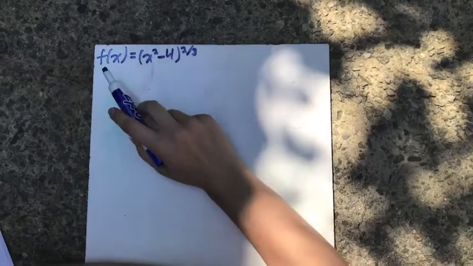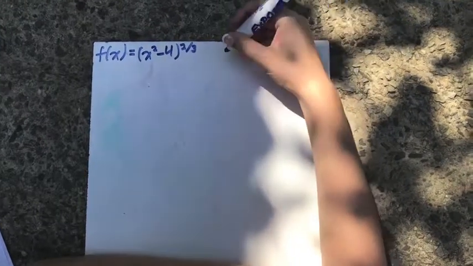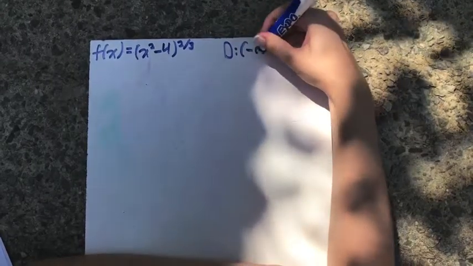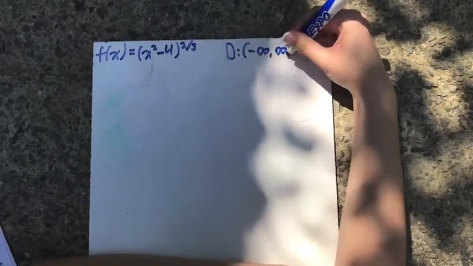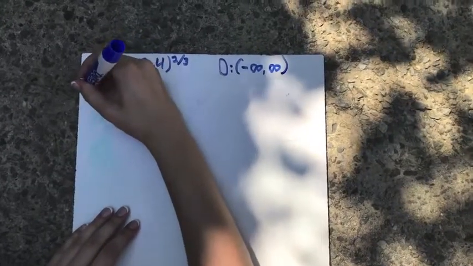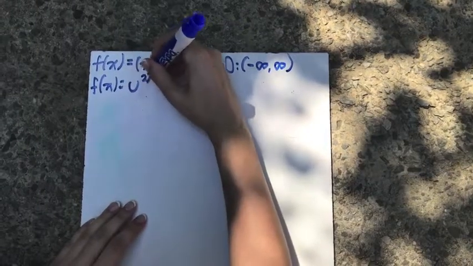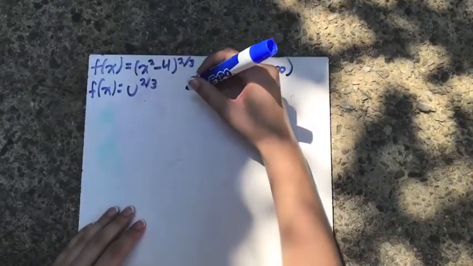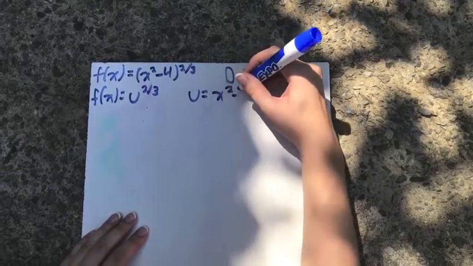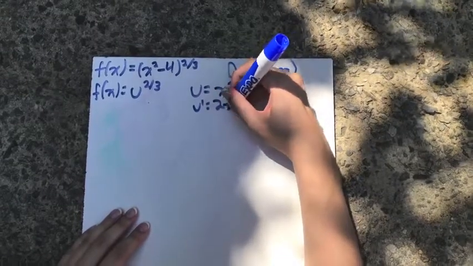Our first function is f of x equals x squared minus 4 to the 2/3. The first thing we'll do is state the domain. In this function, it is negative infinity to infinity. Then we're going to find the first derivative using u substitution. So, if f of x equals u to the 2/3, then we'll derive u. So u equals x squared minus 4, and then u prime equals 2x.